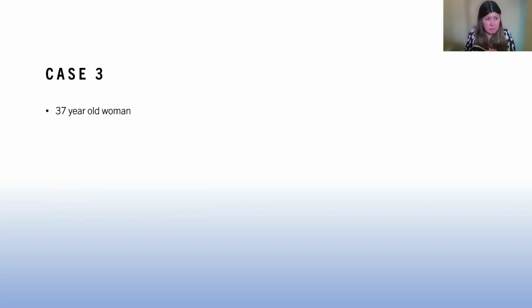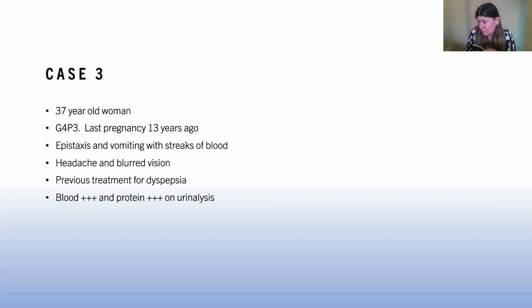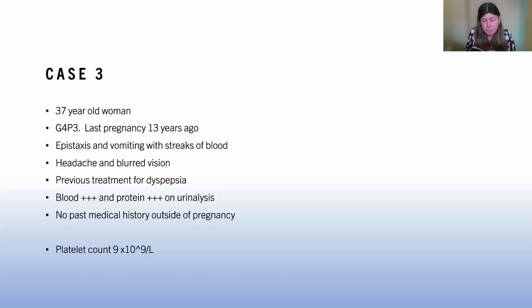The next case, also a very recent one, is a lady who's 37. So she had had 3 previous pregnancies, but quite a long pregnancy interval. And she presented with nosebleeds, and she'd been vomiting and had some streaks of blood, had a headache and some blurred vision. And she'd been having treatment for dyspepsia. So she was found to have blood and protein on urinalysis, but had no past medical history outside of pregnancy, and had a thrombocytopenia with red cell fragments on a blood film. She was confirmed to have TTP.